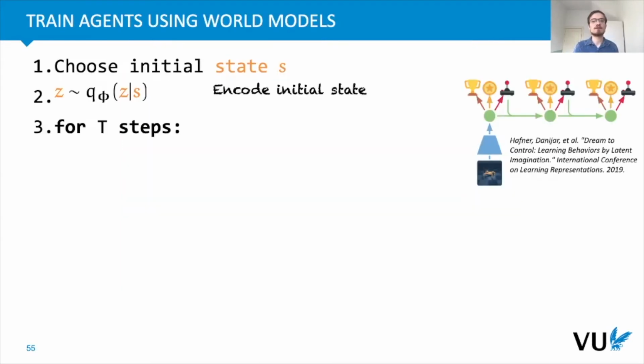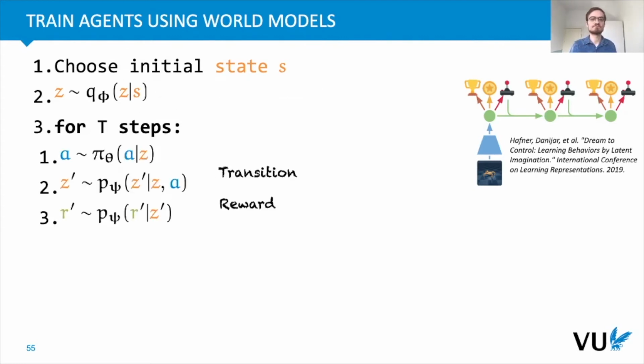So how do we now train our agents using this world model? We're going to train an ACTOR-CRITIC algorithm here. So we choose an initial state, like a real world state, and from that we start. First we encode this state using our variational AUTO-ENCODER, and then we're going to loop. First, we're going to choose an action from our policy. Then we're going to transition within our latent space.